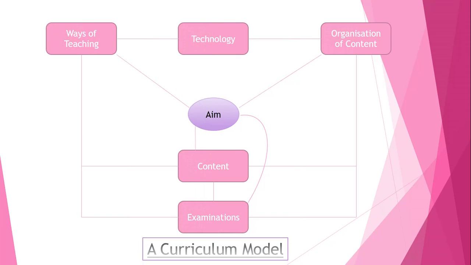Now in this slide, you are seeing a flow diagram. You all get a gist about a curriculum model. This model shows that teaching, course content, and its organization and examination all rely on clearly formulated aims. It's a basic curriculum model where we have given ways of teaching, organization of content, and in between we use technology. There is also given content and examinations.